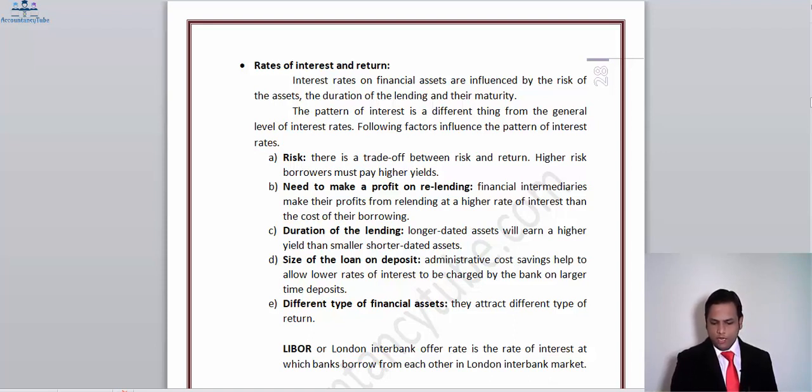Size of the loan or the deposit. Administrative cost saving helps to allow a lower rate of interest to be charged by the bank on larger time deposits. It's basically relevant to the term deposit. Now, banks, especially toward the ending of the year, offer special arrangements to the big fund holders, from whom they expect that they can invest in the bank. If they deposit a fixed term deposit in their bank, the bank will offer them a very lucrative and handsome return on those deposits, provided that the sum is in millions. They require big deposits to be made to the bank so that they can earn from that as well.